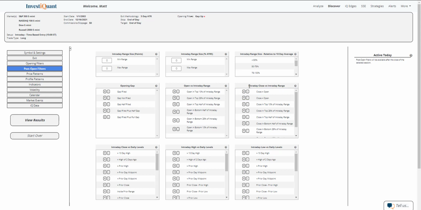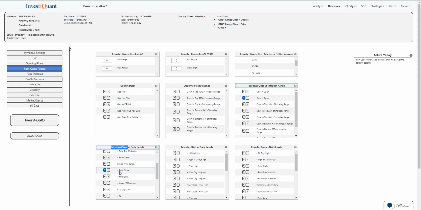We'll need to confirm that at 3 o'clock, but currently that is true. So to do that, I'm going to go to where is the intraday close versus the intraday range, and I'm going to hit equals next to close below open. That means that the 3 o'clock price would be below the opening print for the session, and then I'm also going to do the same thing with where is the close at 3 o'clock relative to yesterday's close, and I'm going to grab this below prior close. So I got equals for below prior close. That adds it to the test.